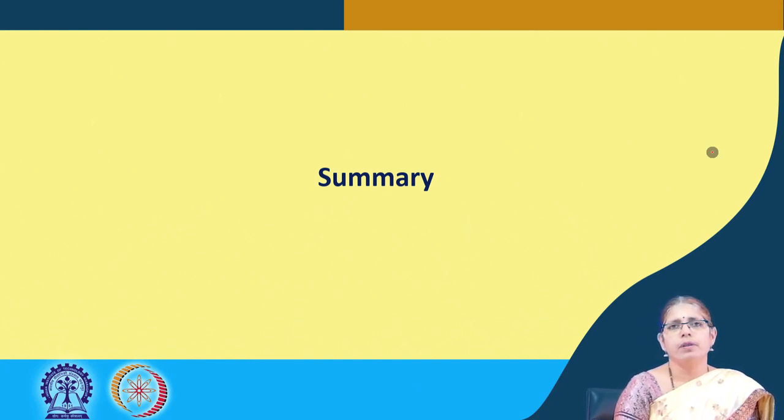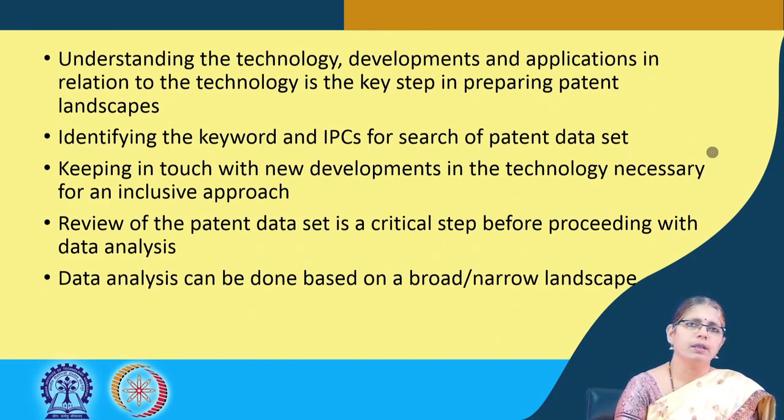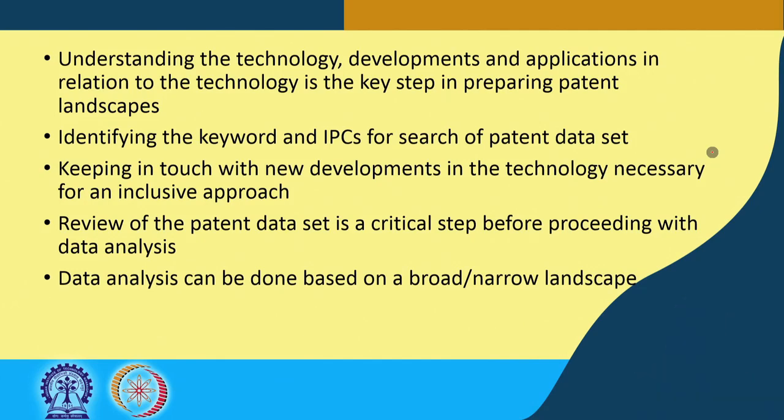So, in summary, what have we learned today from this hands-on on the patent landscape? Depending on the area, whether it is mechanical or chemical, understanding the technology, the developments and applications in relation to the technology is a key step in preparing patent landscapes. One needs to keep in mind the keywords and the IPC codes, the relevance of doing an in-depth search in relation to patent landscapes, identifying the right type of search methodology, and defining the database time limits. Review is a very important and critical step for collecting the patent data set.